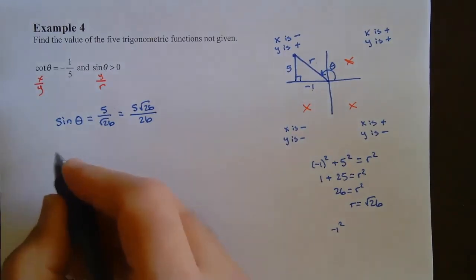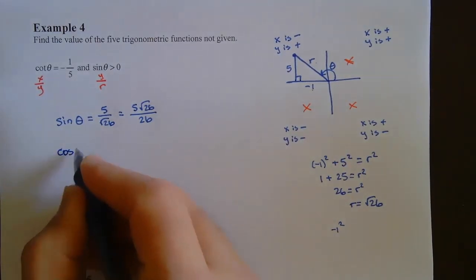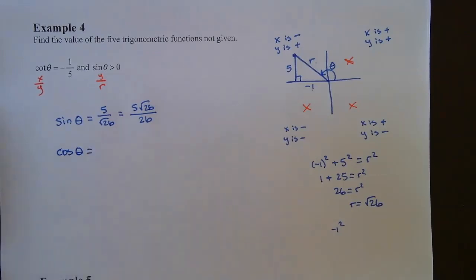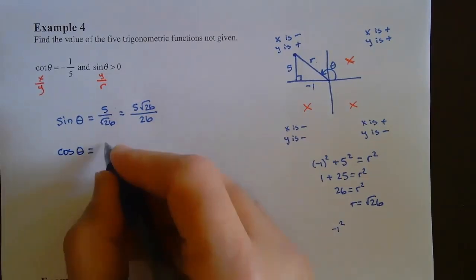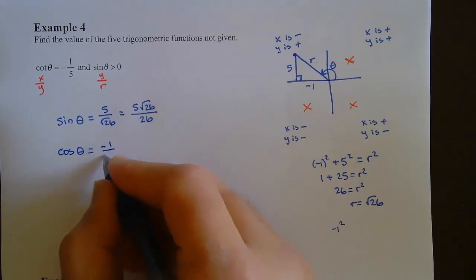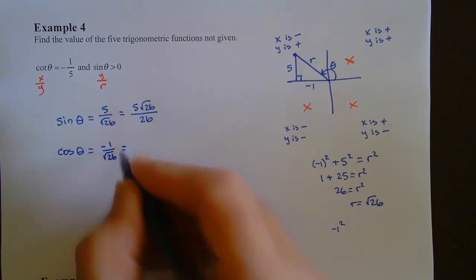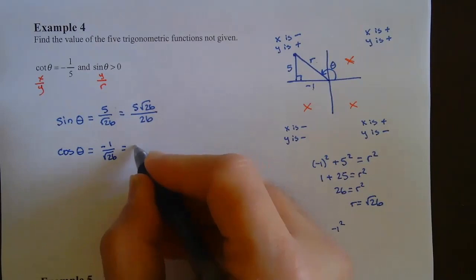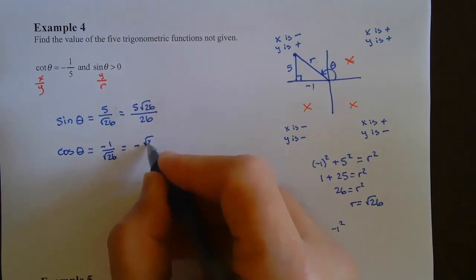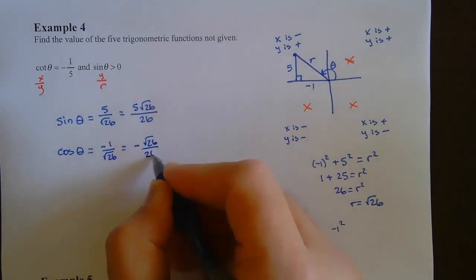And then we want to do cosine of angle theta. Cosine of angle theta is x over r. So that'd be -1 over the square root of 26. That's not the best answer. So the correct answer would be negative square root of 26 over 26.